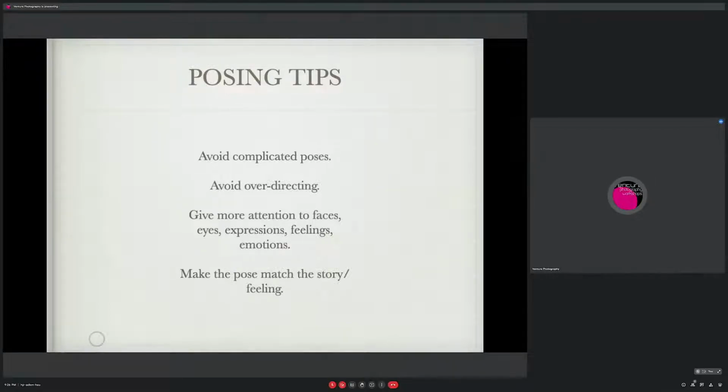If I want them to move their head, I'll just use my fingers, and you can't see me because I'm just a voice, but I'll tilt my fingers left, tilt my fingers right, and say, just turn your head this way, and I tilt my fingers, and then they'll just move it a little bit, because I can show them how much or how little I want them to move. Give more attention to faces and eyes and expressions and feelings and emotions, and try to match the pose with the story or the feeling you're trying to create.